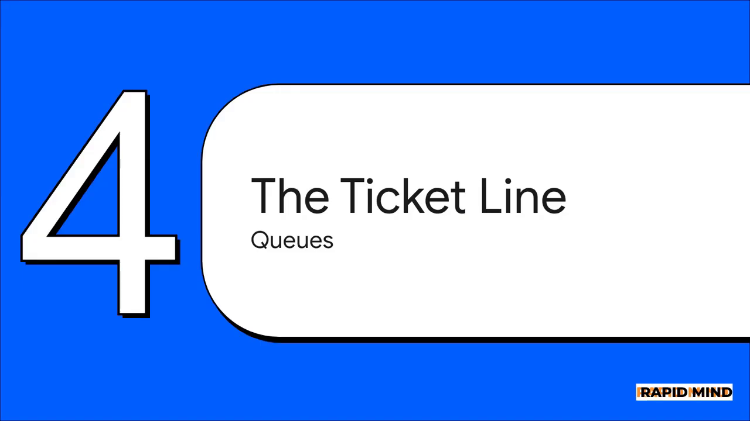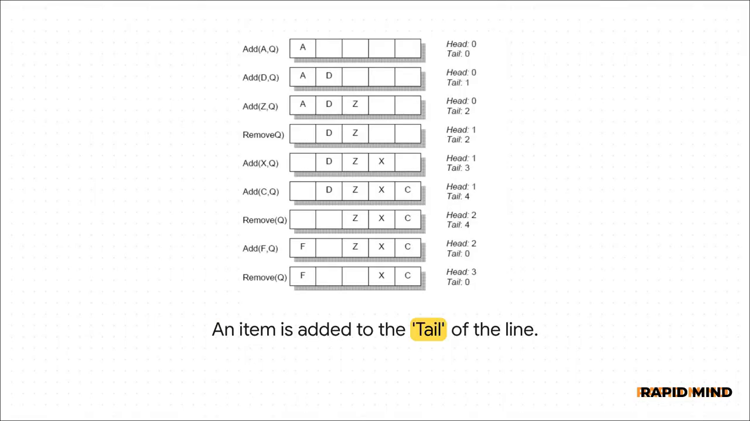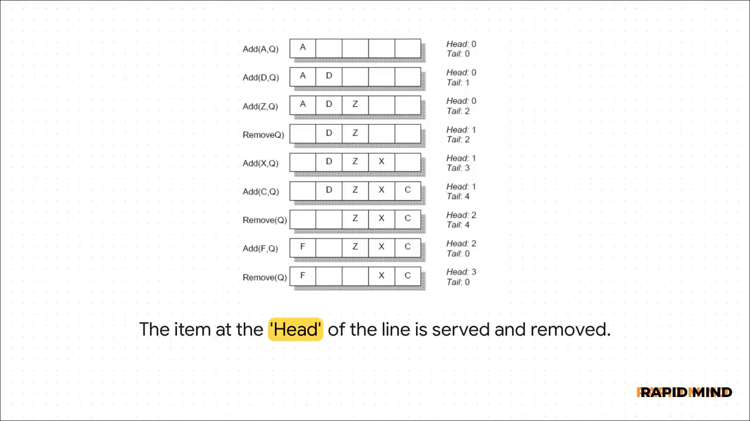All right, our final tool for today works on a principle we all understand very well: fairness. It's just like waiting in line for tickets, and it's called a queue. A queue works exactly how you'd imagine a line would. Any new items are added to the very back, or what we call the tail of the line. And who gets served next? Well, the person at the front, of course, the head of the line. Once that item is processed, it's removed, and the whole line shuffles forward.